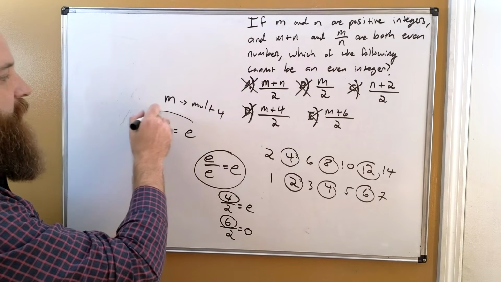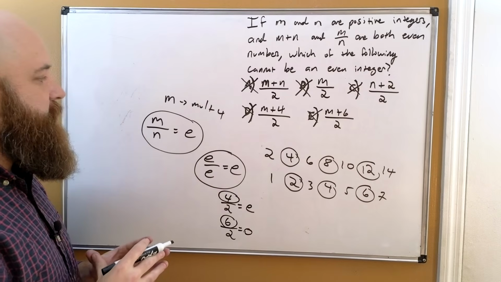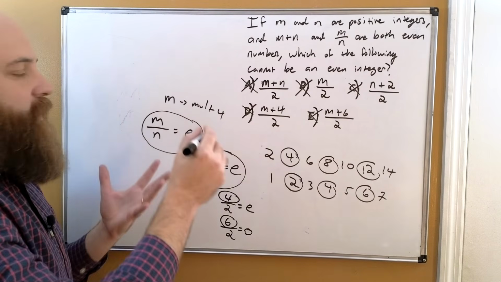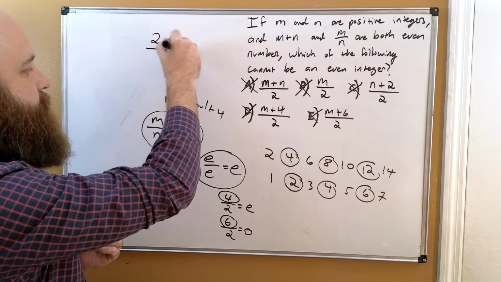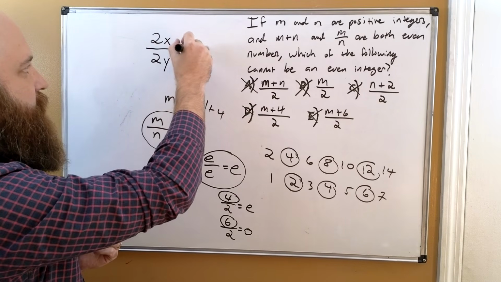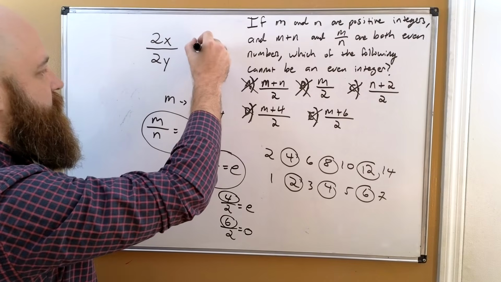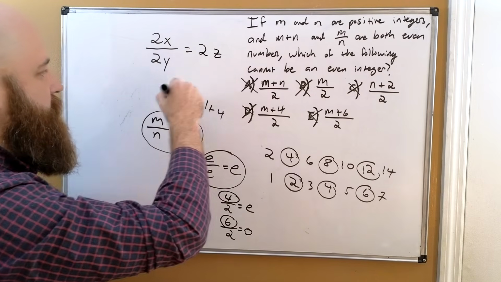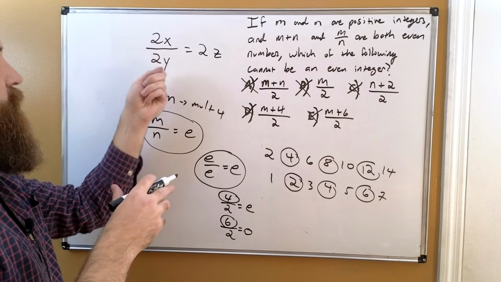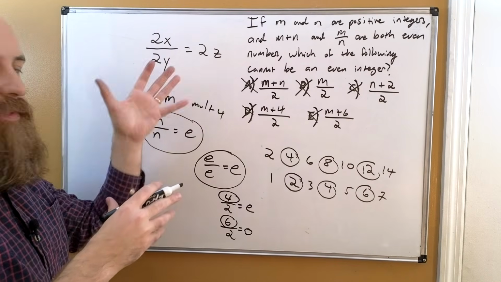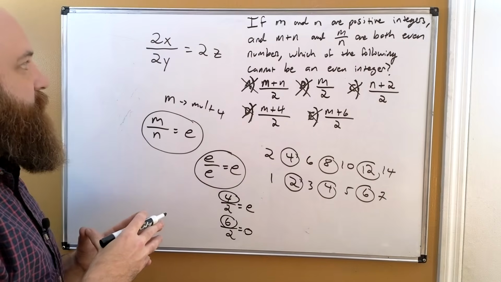So here's again my expression: m over n gives an even number. So what is an even number? Well, an even number is a multiple of 2. So I could say, okay, let me pick 3 integers x, y, and z. And this is essentially saying m over n is an even, that 2x over 2y equals 2z, right? These are all even numbers, so this would have to be true.